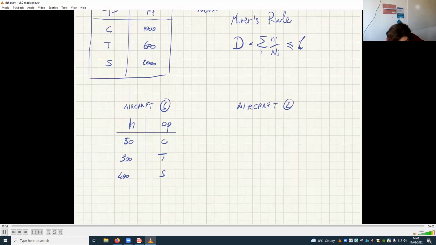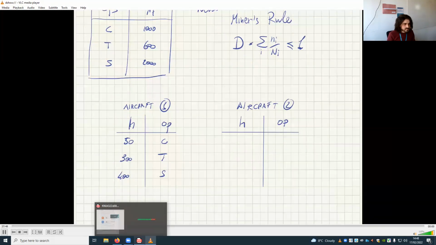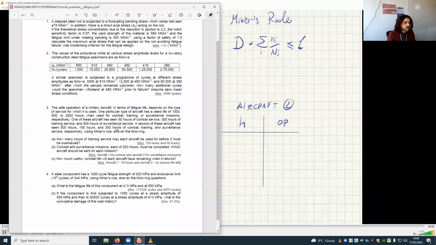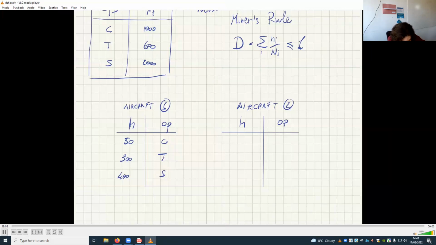Now we have another log for aircraft 2. We have hours and operation. For aircraft 2, its log is about combat, so CTS, exactly in the same order, and they are 500, 150, and 300.